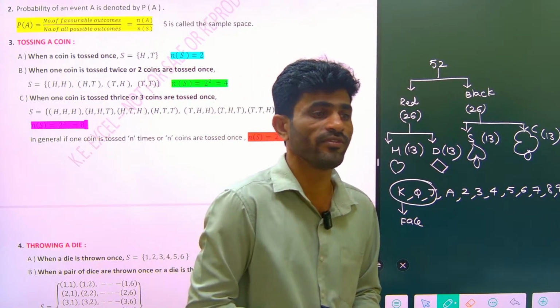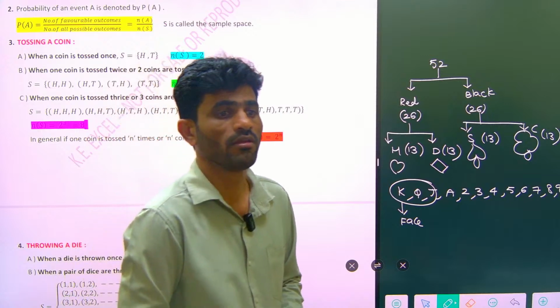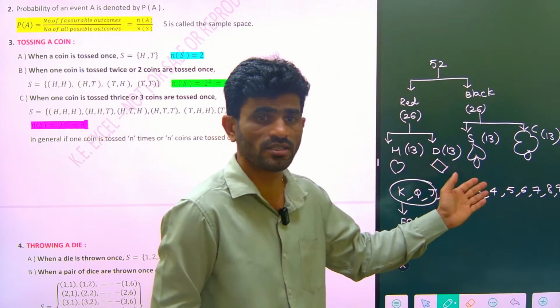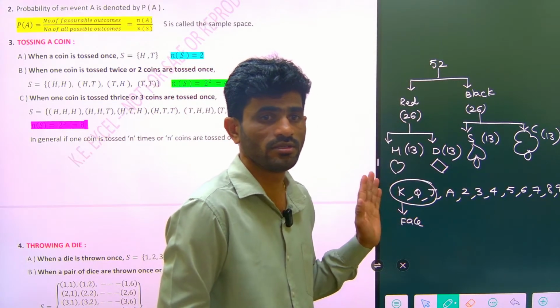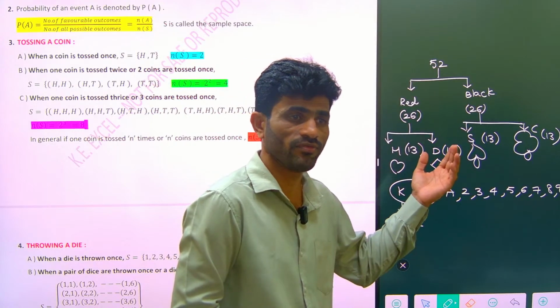3 by 52. If they ask you what is the probability to get a red color face card, how many red color face cards are there? In hearts 3, diamonds 3. Total 6 face cards in red color. 6 by 52. What is the probability to get a face card of black color?